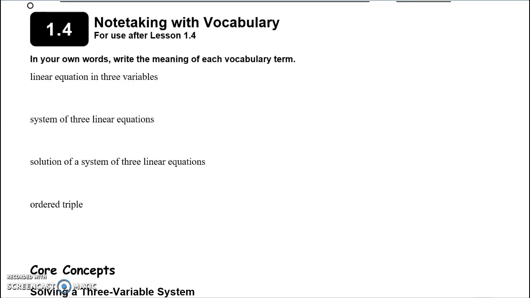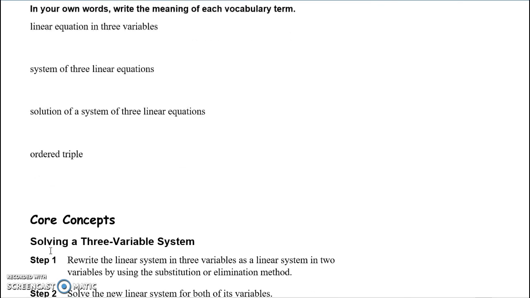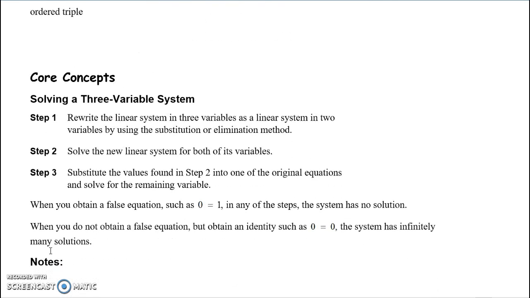Go to page 20 in your journal and copy down the definitions for some of these vocabulary words. Now we want to take a look at solving a three-variable system. So if we have three equations and three variables, these are the steps that you want to follow. So you want to take a look at step 1, step 2, and step 3 and read them over.